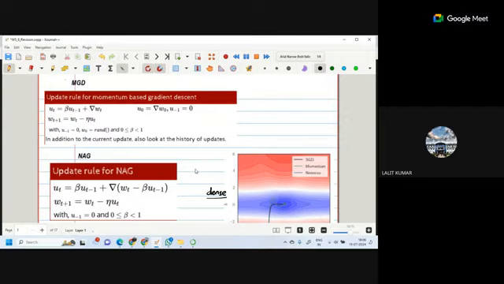So these are also optimizers. Optimizers are about how to make the algorithm faster. So we can consider that MGD and NAG are also optimizers.